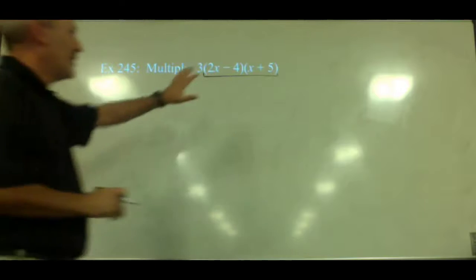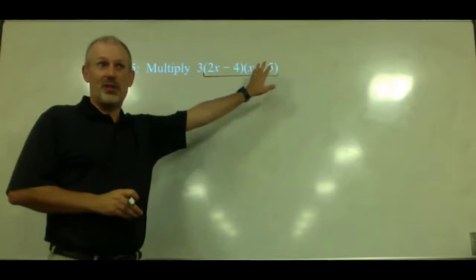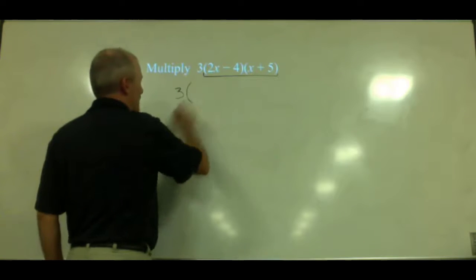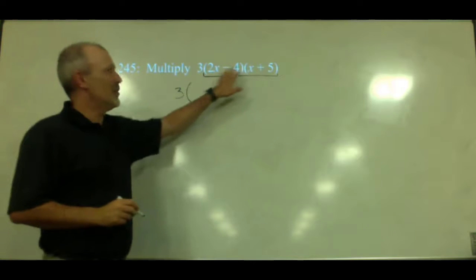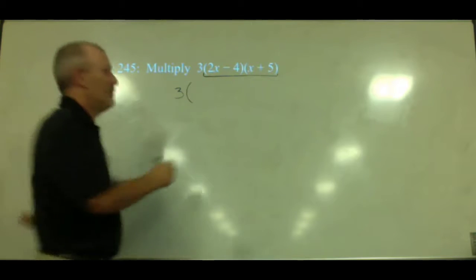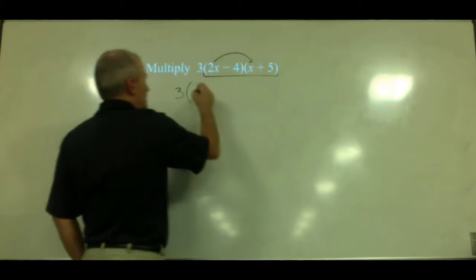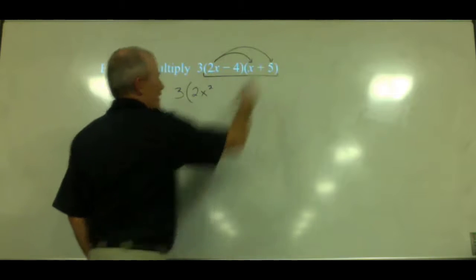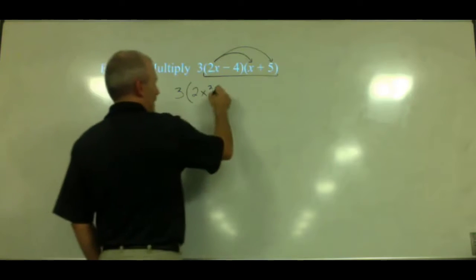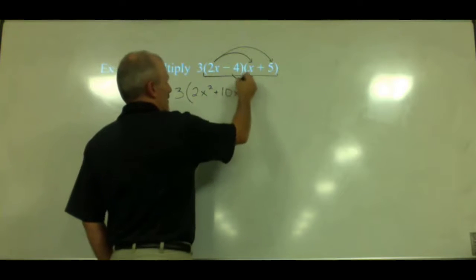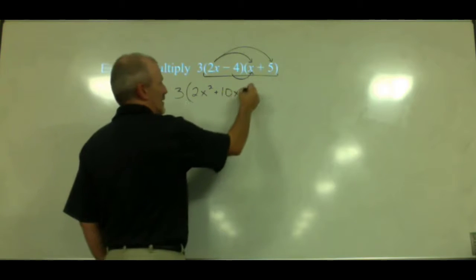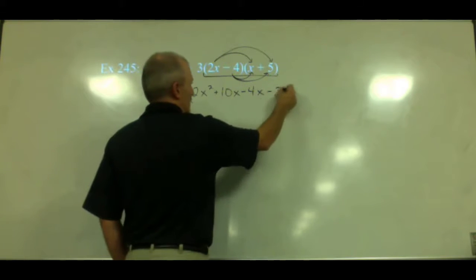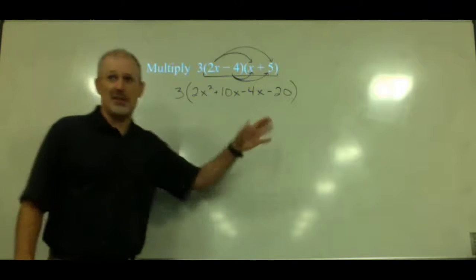So if we multiply these two first, this is exactly what we were just doing for the last several minutes. I'm just going to write the 3 down, and I am going to put parentheses. But then what do we do to multiply these two together? 2x times x is 2x squared. Then 2x times the 5 is 10x. Then negative 4 times the x is negative 4x. And then negative 4 times the 5 is negative 20. Okay, so we've got parentheses here.